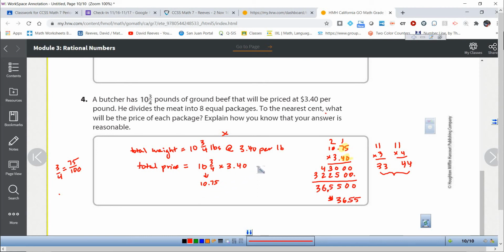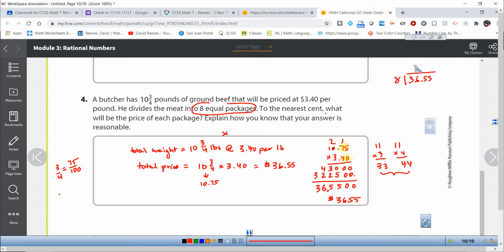All right, so the total price is $36.55, right? But that's for all of it. We're going to divide it into 8 equal packages. So that's right, boys and girls. Now we need to do what? Now we need to divide. All right, so here we go.